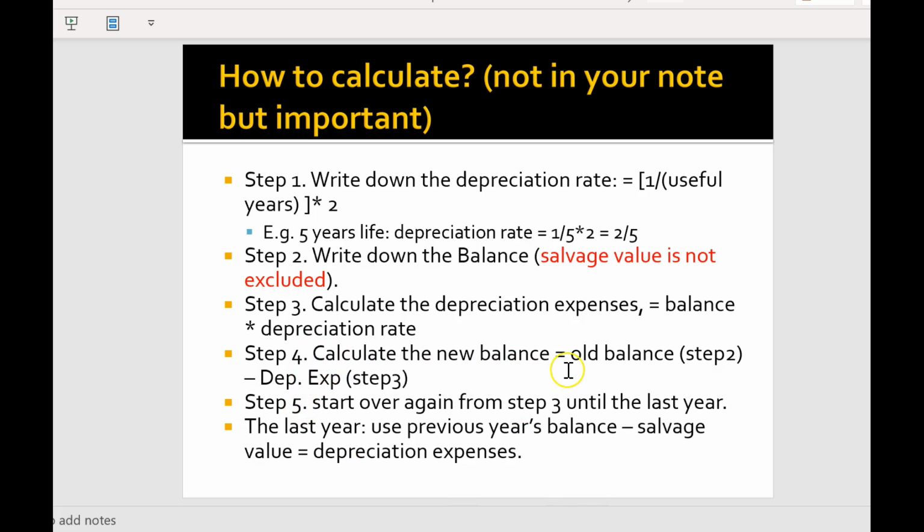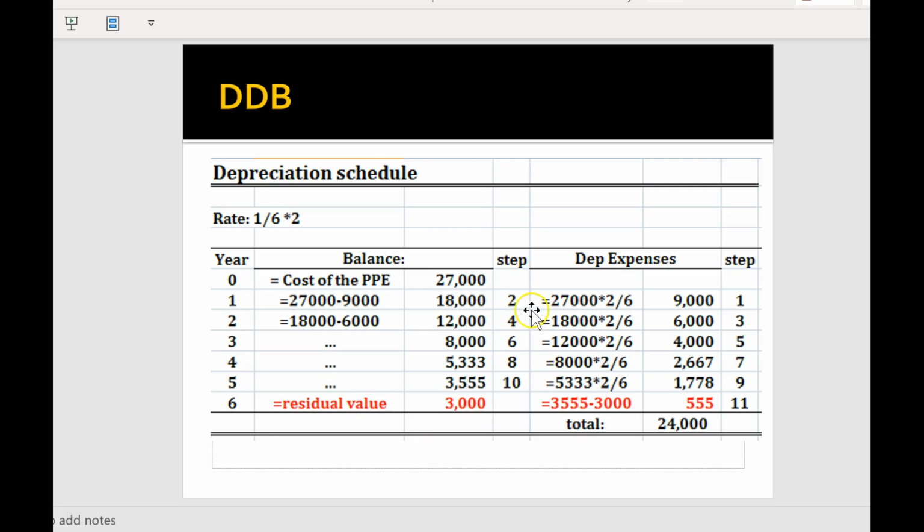Step 4, calculate the new balance, which equals the old balance minus depreciation expense. So this is the sequence. We calculate the depreciation expense, and then I'm moving to sequence 2, using the original balance, last year's balance, minus this year's usage, right? The depreciation expense has the economic meaning, which is the usage of the machine or the equipment. So we are using up the equipment for $9,000. That would be subtracted from the original cost. So the ending balance of this machine would be 18,000. Okay, so that is the ending balance.